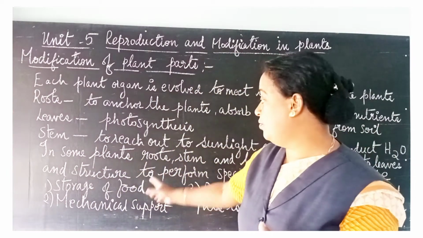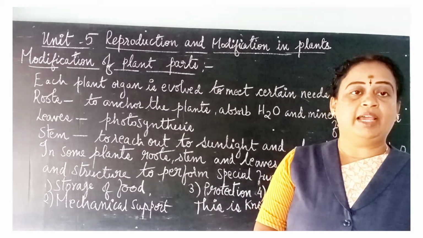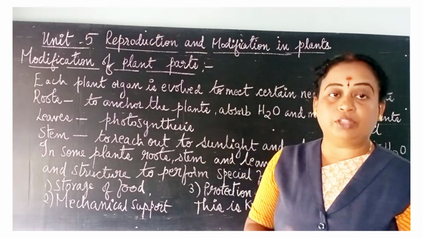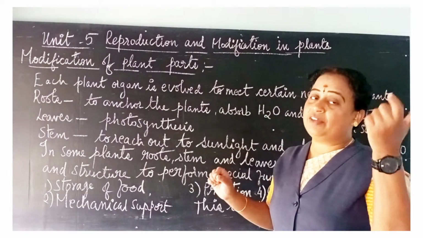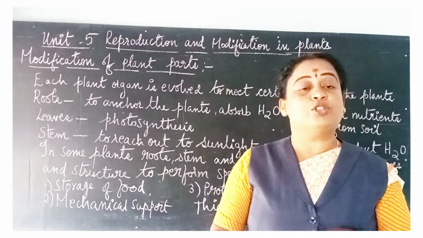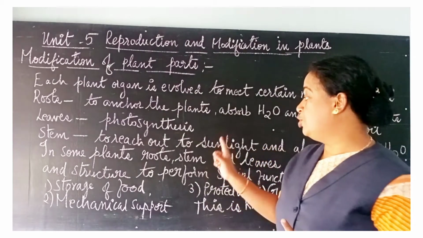So what are these special functions when plant parts undergo change in their shape and structure? The first function is storage of food. Sometimes the food is stored on the stem, sometimes on the leaves, sometimes on the root. Storage of food: I can give you examples of beetroot, tapioca, carrot. In these, the root performs the function of storage of food.